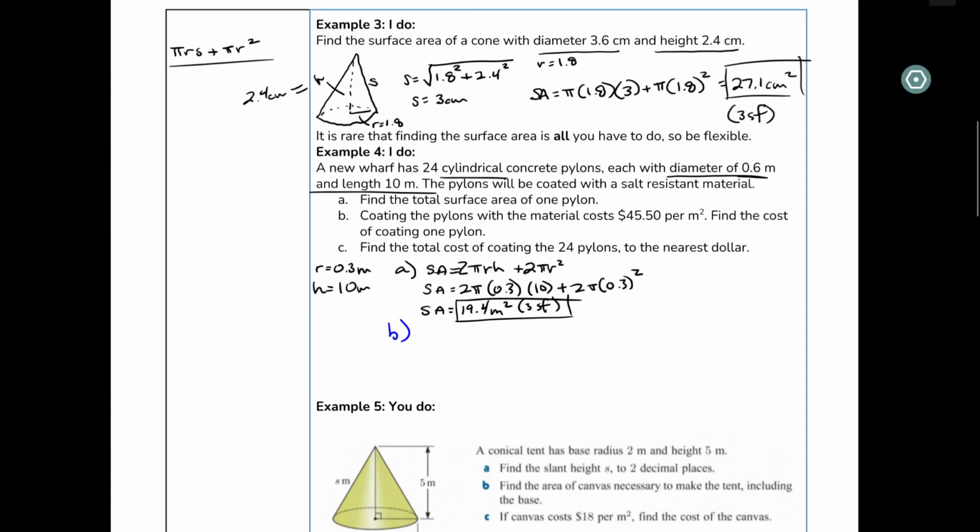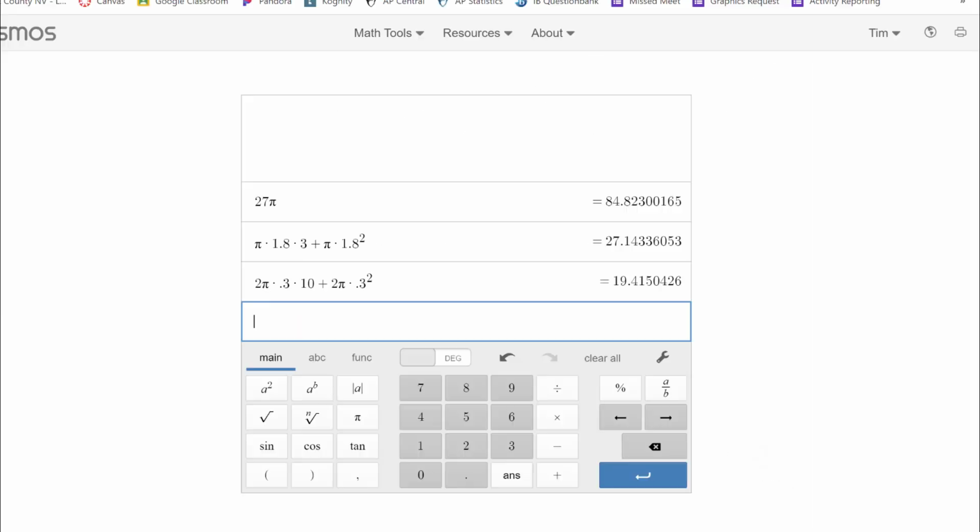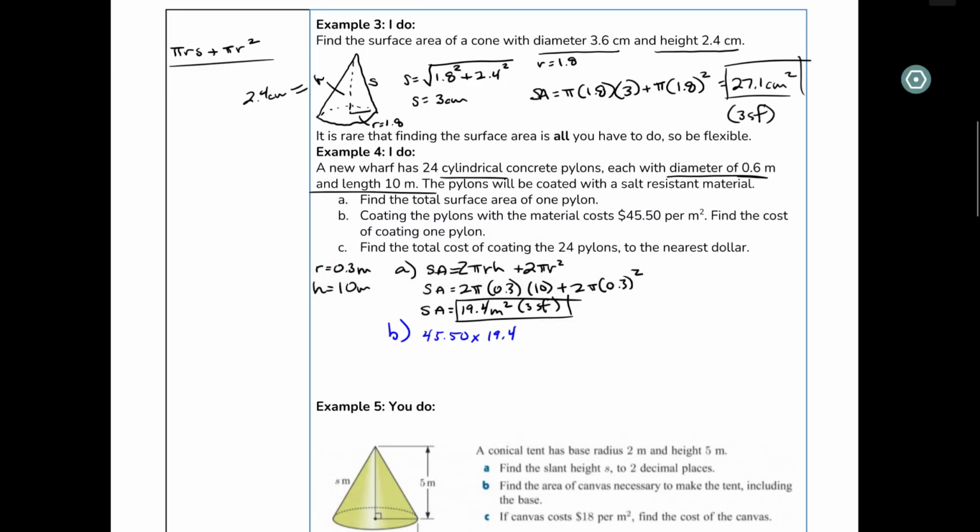For part B, coating the pylons with the material costs $45.50 per meter squared. Well, we know what the meter squareds are. This should be easy enough. This is just a straight multiplication problem. So we have 4550 times 19.4, but we don't want to stop there. Remember, you need to make sure you have all of those digits as much as possible. So we have 19.4150426.